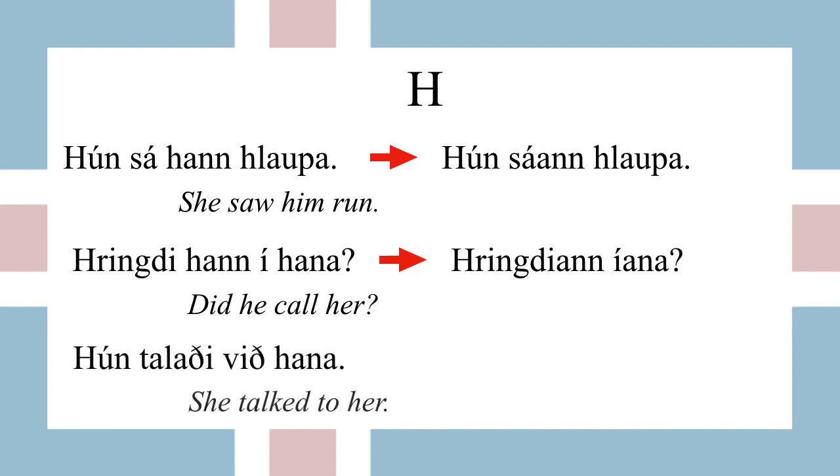One more example. Hún talaði við hana. She talked to her. Becomes hún talaði við hana. All right, let's move on to the rule with Thor, which is similar but also different.